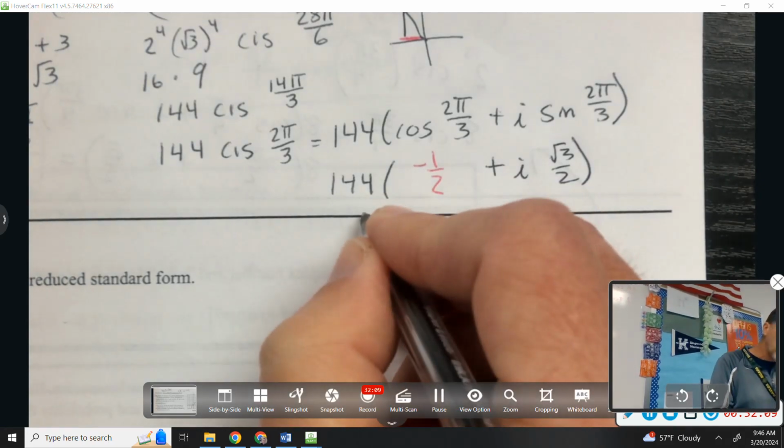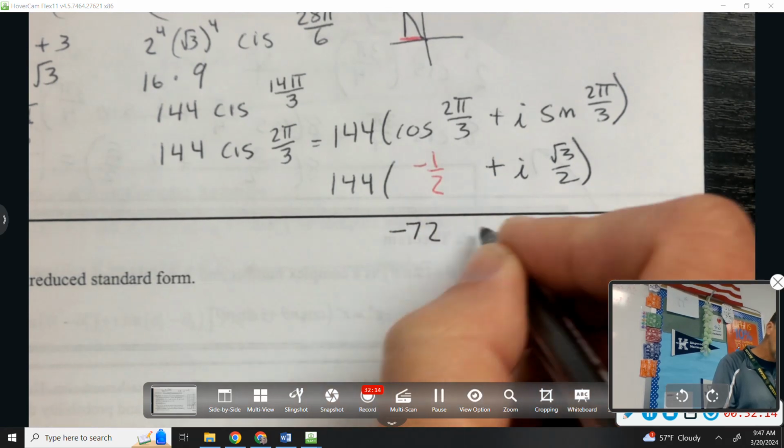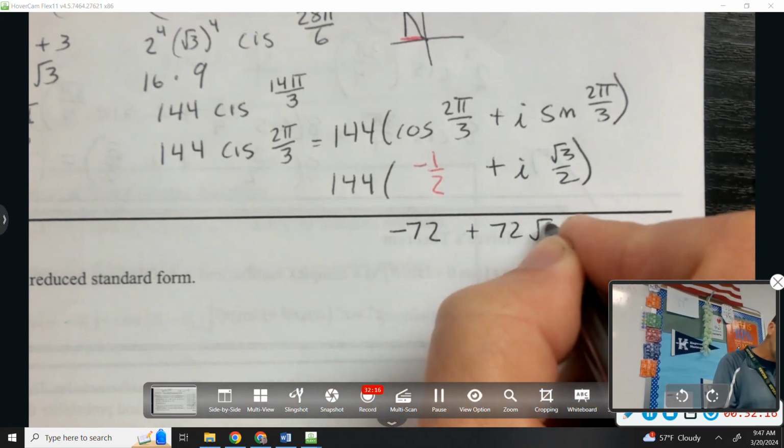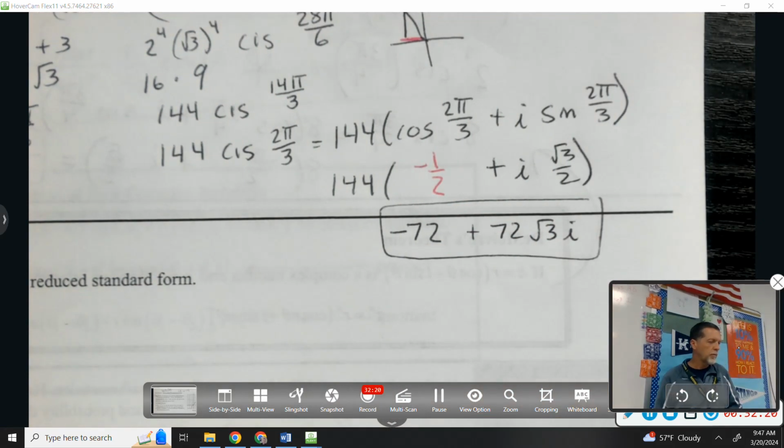So half of 144 would be 72. So there's our answer in standard form.